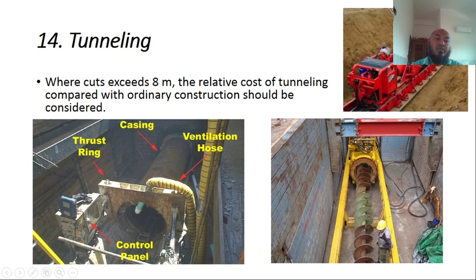This is the panel to control this machine, and it has structuring, casing, and ventilation hose in here, or we can use this one. Inside this pipe it could be something like this, spiral coring, something like this.